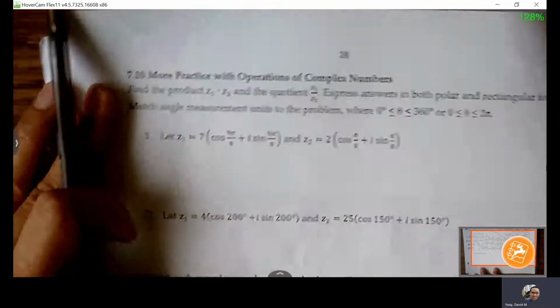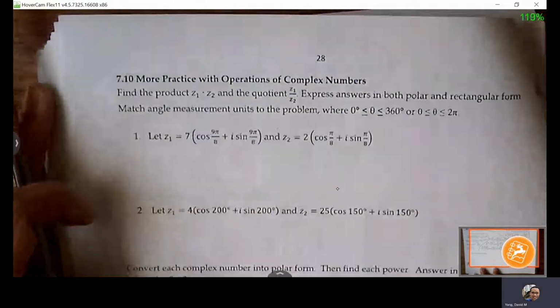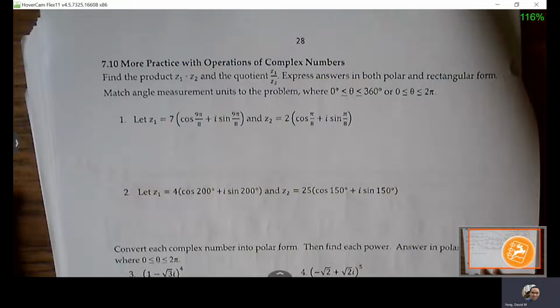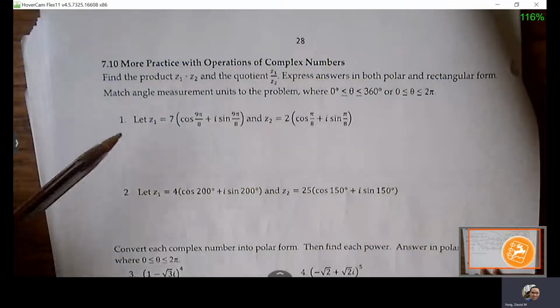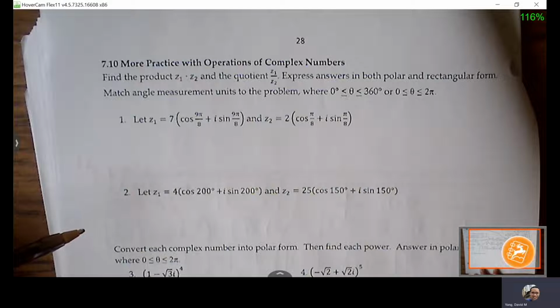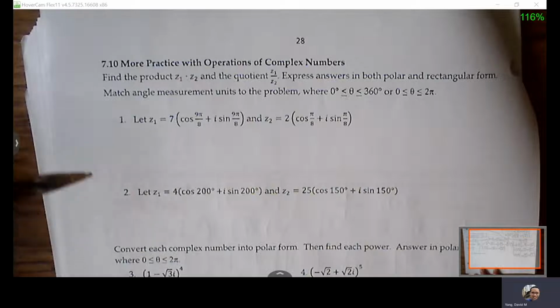Okay, so page 28, the direction says, find the product and quotient of the complex numbers. But because of the limited amount of space that we have, why don't we do product for number 1 and then quotient for number 2? I know I didn't provide a lot of room here, so we'll do product for 1.